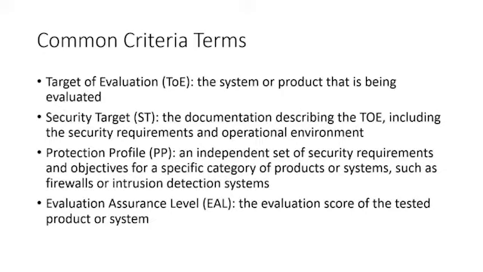We have a protection profile. This is an independent set of security requirements and objectives for a specific category of products or systems, like firewalls, IDSs, for example. The evaluation assurance level, the EAL that I mentioned a minute ago. That's the evaluation score of our tested product or our tested system, that target of evaluation.